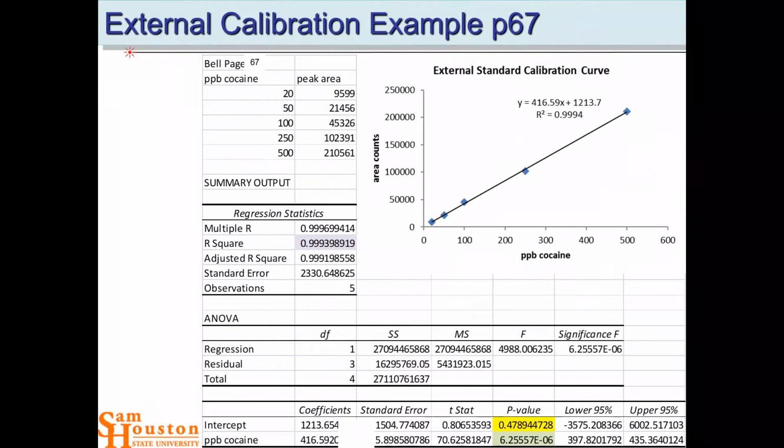So here's our data up here on the left. I know it's kind of small to see, but we have our external standards in parts per billion, 20, 50, 100, 250, and 500. And these are the peak areas. It's beautifully linear. You see that? This is our calibration curve. Our R squared is 0.9994, so we captured 99.94% of the scatter in our data. It's gorgeous. Really happy with that.